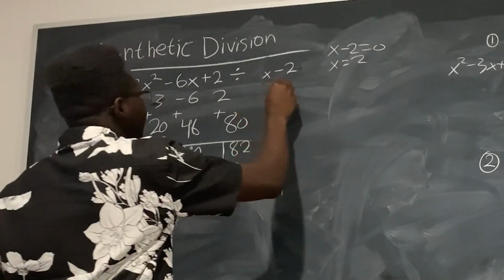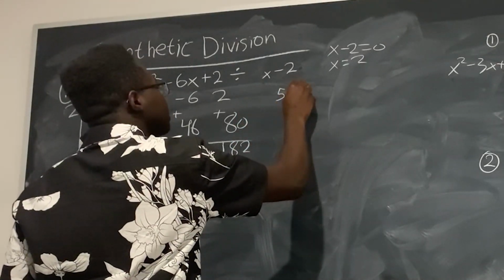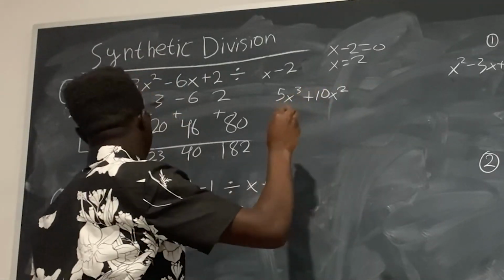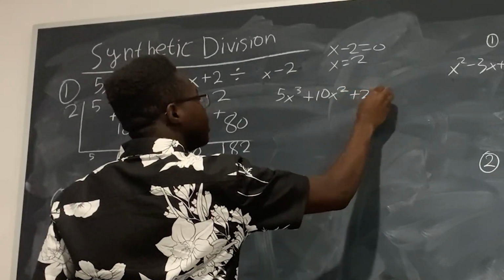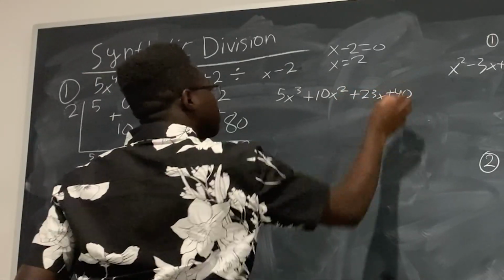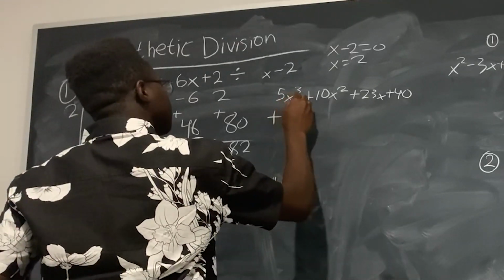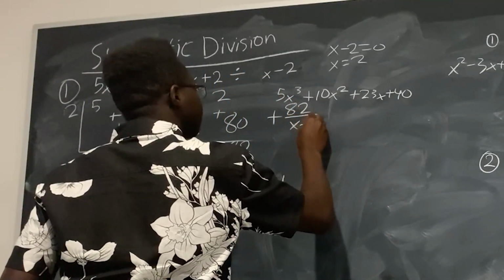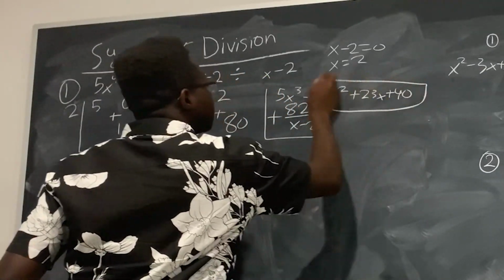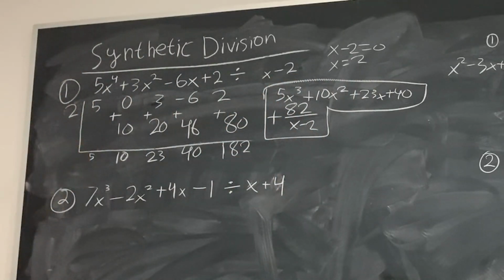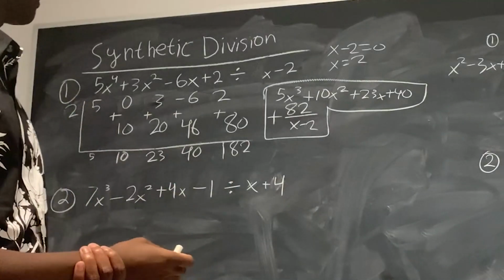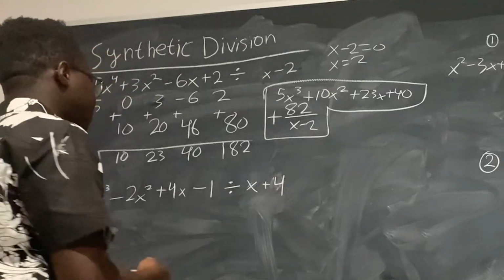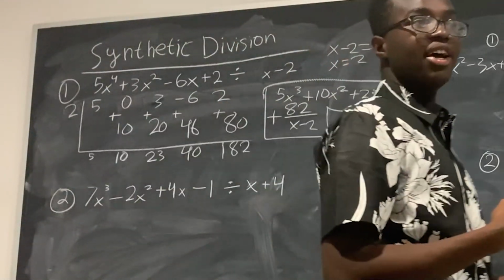So now what we're going to write down is 5x cubed plus 10x squared plus 23x plus 40, and then we have 82 over x minus 2, this linear factor. That now is the answer to that synthetic division problem. And now from here we're going to do a speed comparison and see how much faster synthetic division can be when it applies.